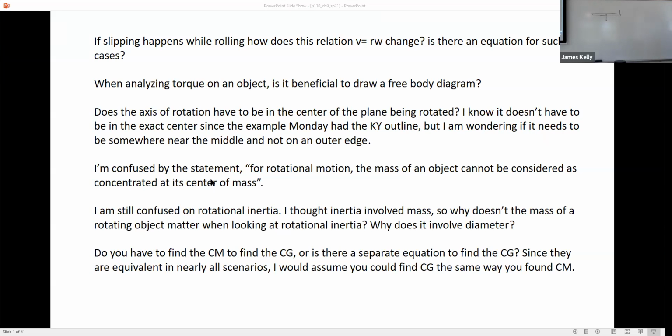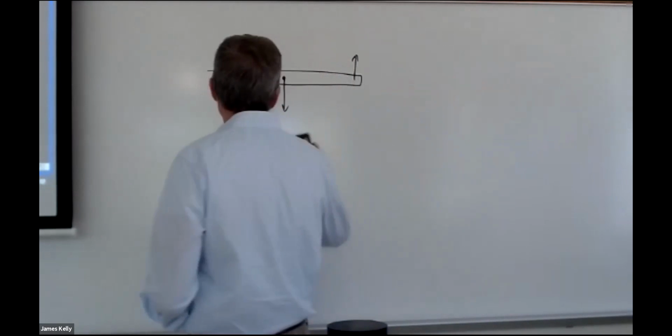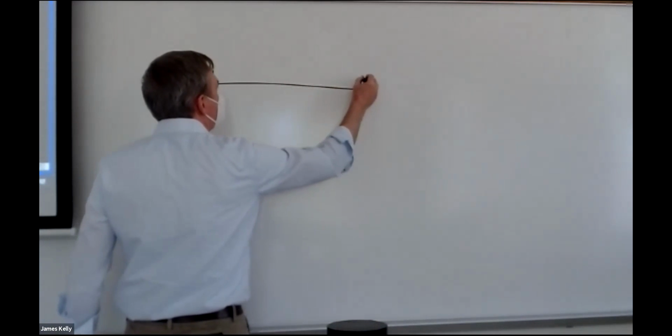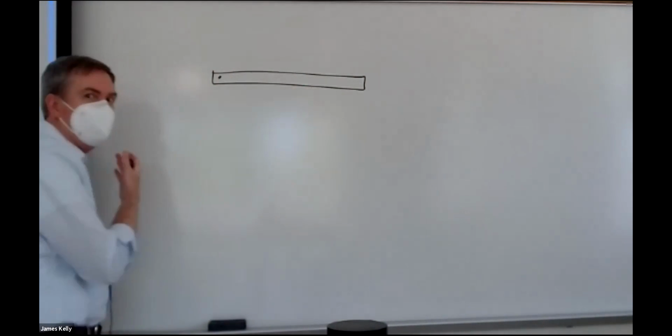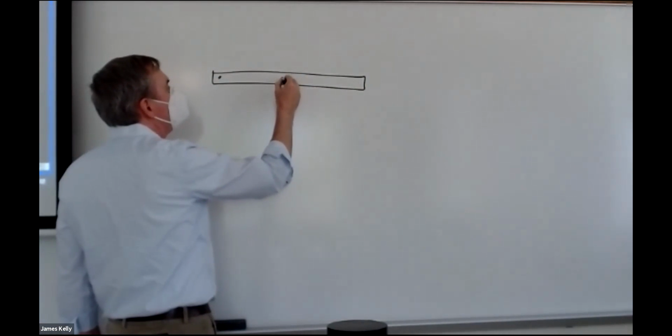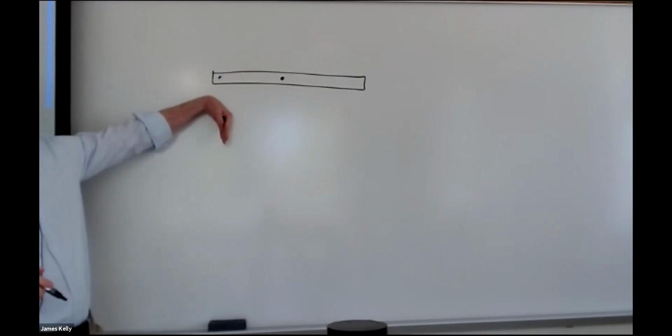I'm confused by the statement, for rotational motion, the mass of an object cannot be considered as concentrated at its center of mass. I believe what this is referring to is in calculating, I mean, we do that sometimes in rotational motion, right? If I have an axis at the end of a meter stick and we're going to let this thing flop down, rotating about the axis, we do pretend that the mass is concentrated at the center of mass of gravity for the purpose of calculating the change in potential energy.